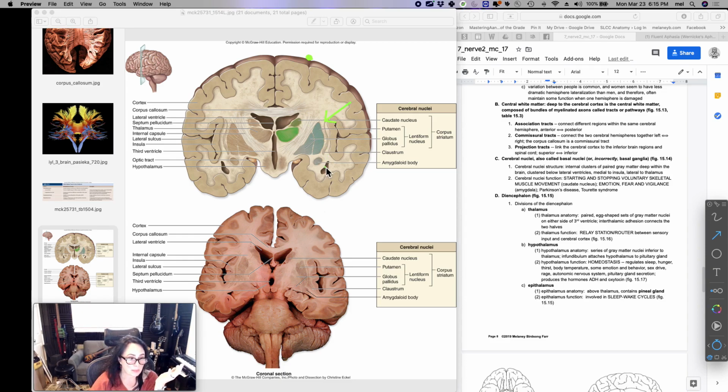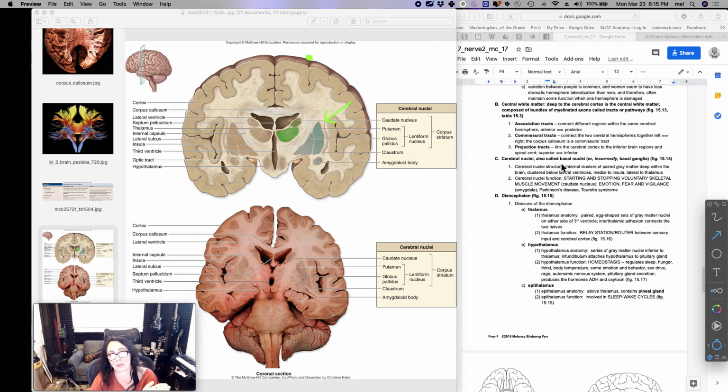A nucleus, remember, is a chunk or a collection of neuron cell bodies within the central nervous system. They're also sometimes called basal nuclei, or people incorrectly call them basal ganglia. I just want you to understand in case you run into it in the future. Why is it incorrect? Well, because ganglia, by definition, are in the peripheral nervous system, not in the central nervous system.